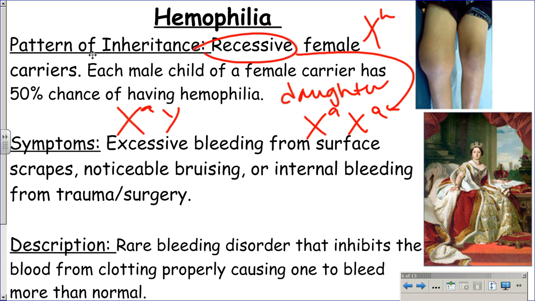Okay, so pattern inheritance. It's recessive. So females can be carriers. This is important. Females can be carriers. And then we can talk about the percentage part. You don't have to write that down.